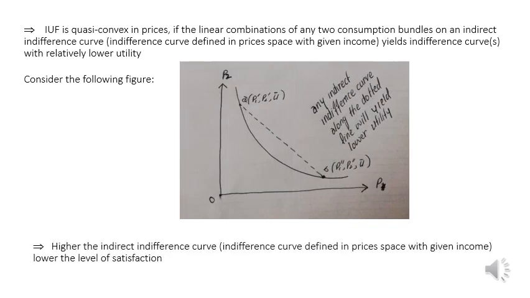Now if we take the linear combinations of this indifference curve, then those linear combinations will be along the dotted line as shown in the figure. So any indifference curve on this dotted line will be inferior to this particular indifference curve. Or putting it in another way, we can say that any indifference curve higher than this one will yield lower utility. This is the property which is known as indirect utility function is quasi-convex in prices.